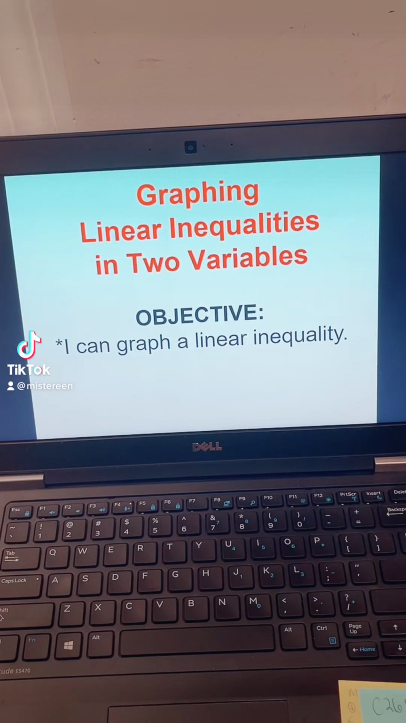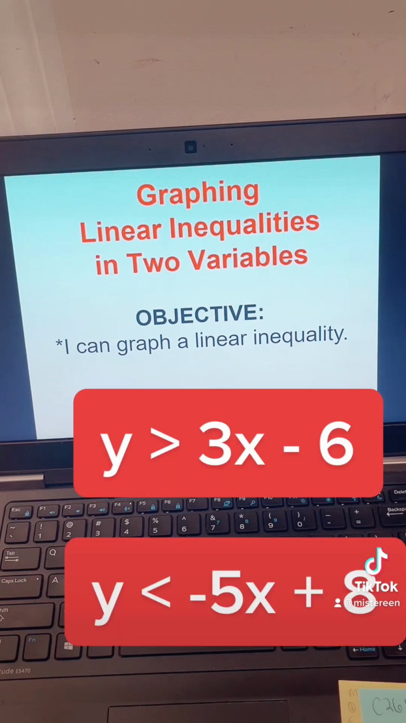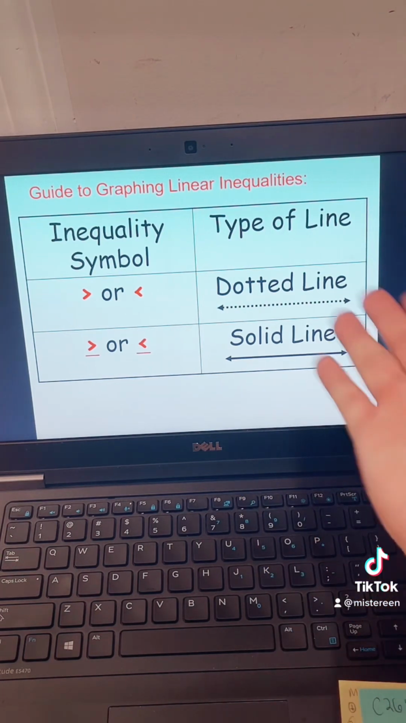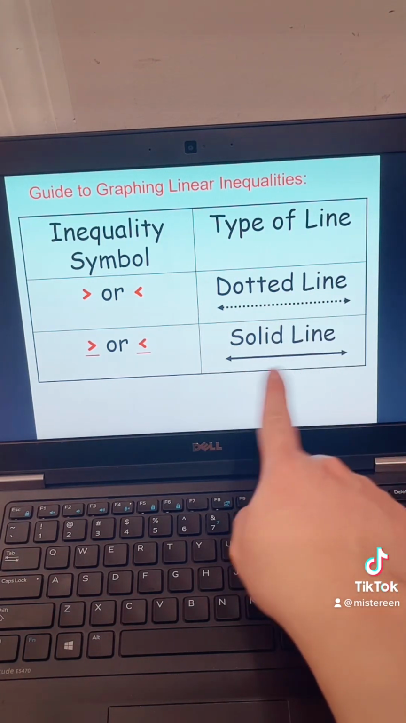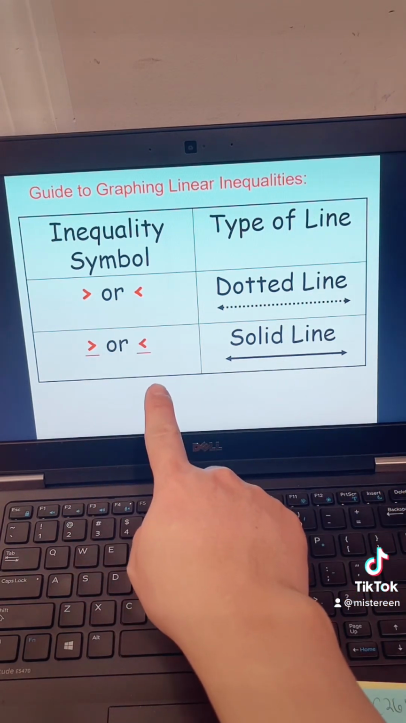Hi everyone! For this video, let's try to graph linear inequalities in two variables, just like this one, or this one. Now, to graph these inequalities, we need the following guides. First is the type of line. The type of line can be a dotted line or a solid line on the graph, and it depends on what inequality symbols were used.